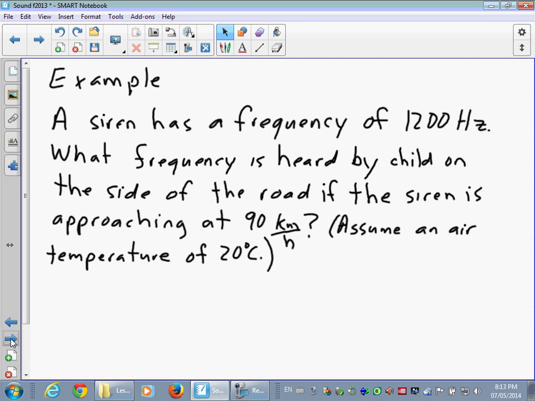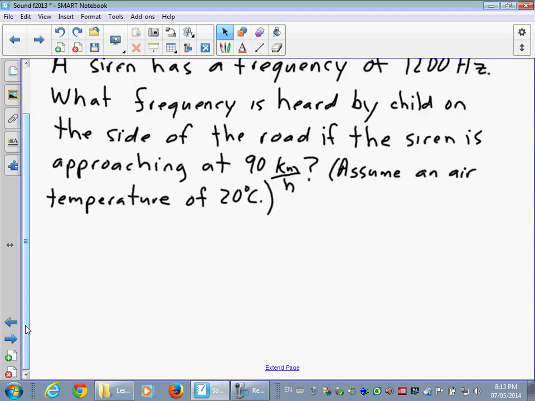So let's put this to use in a relatively simple example. You have a siren with a frequency of 1200 hertz. What frequency is heard by someone on the side of the road if the siren is approaching them at 90 kilometers per hour? We're going to assume an air temperature of 20 degrees Celsius. So what are the things that we need to know? I want to find out what fA is, the approaching frequency.